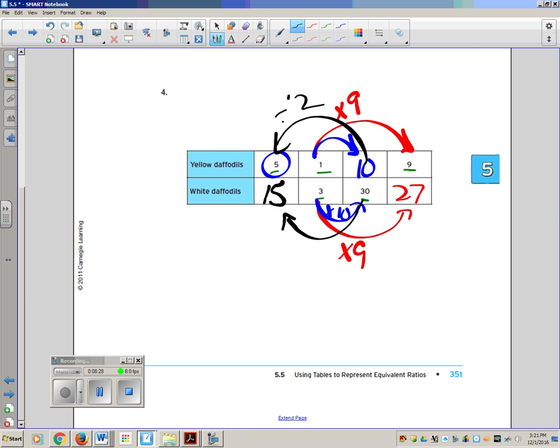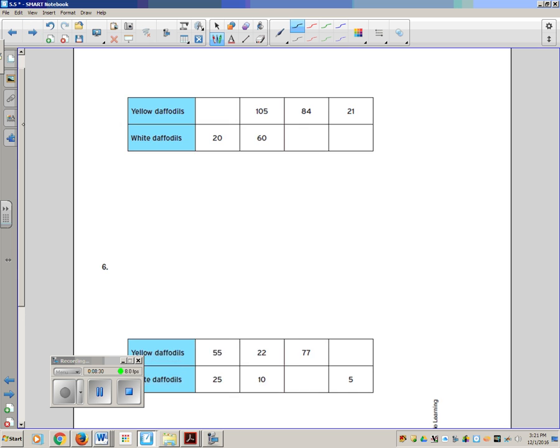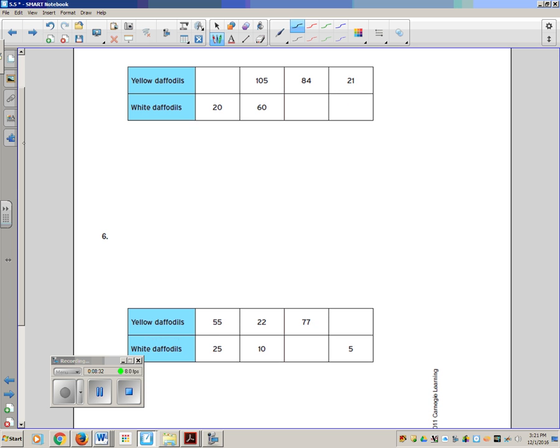Okay. There are a couple more charts on the next page. Pause the video, give them a try. Go ahead, pause it, hit the space bar. I will put the answers in the box and you can check to make sure you are doing them correctly.